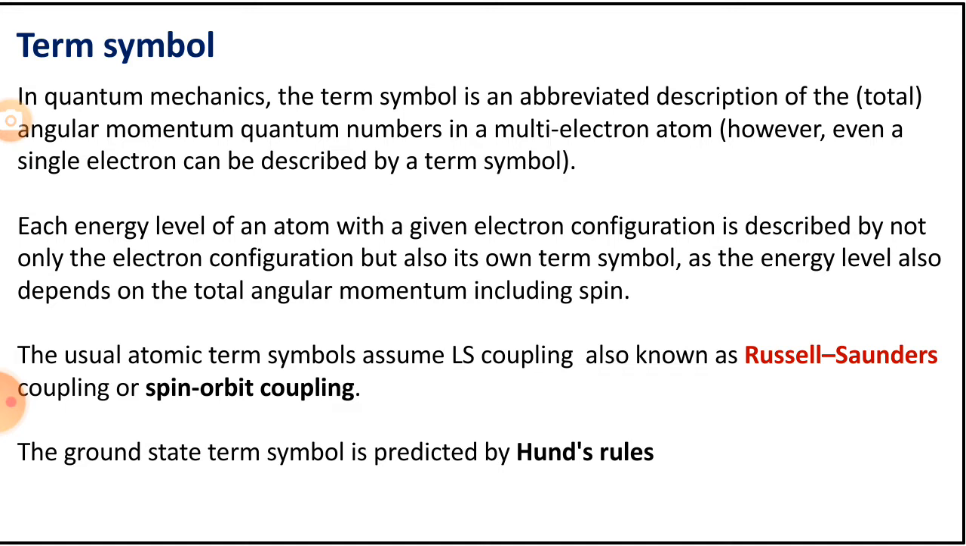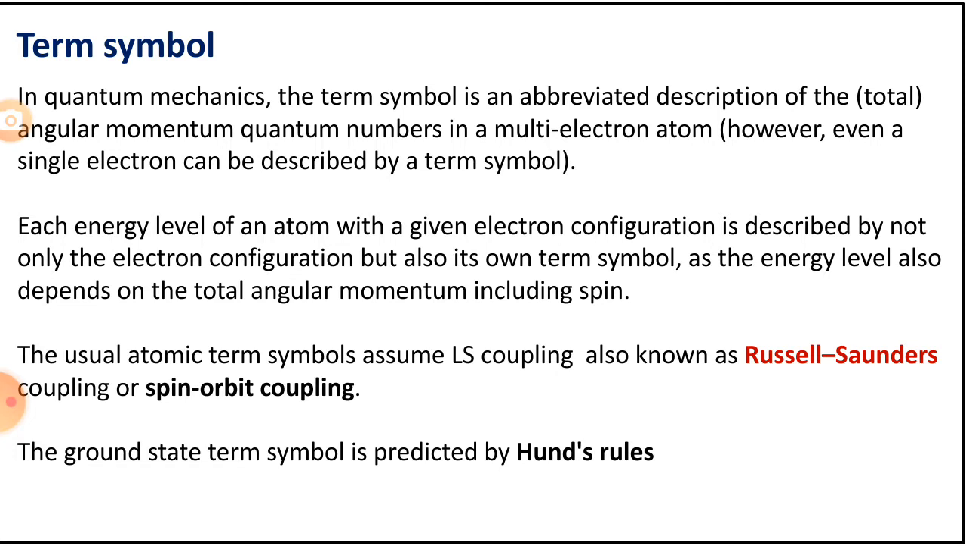So the usual atomic term symbols assume LS coupling, that is LS coupling or Russell-Saunders coupling, also known as spin orbital coupling. Why is it LS coupling? Russell-Saunders spin orbital means there is a coupling between spin angular momentum and orbital angular momentum, where L is orbital angular momentum and spin angular momentum is S. That's why it is spin orbital coupling or J type of coupling. So it is LS coupling. It is also known as LS coupling, Russell-Saunders coupling, RS terms or spin orbital coupling.